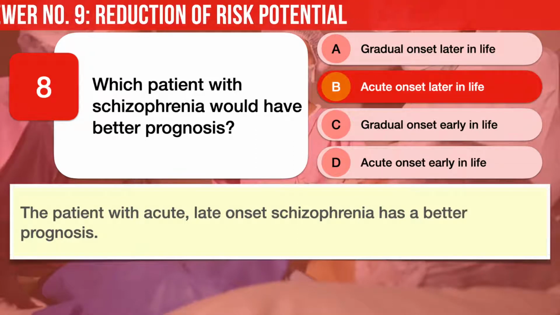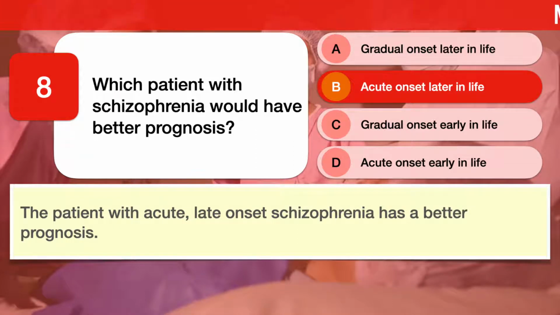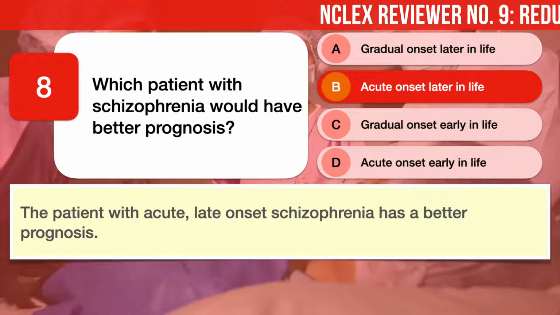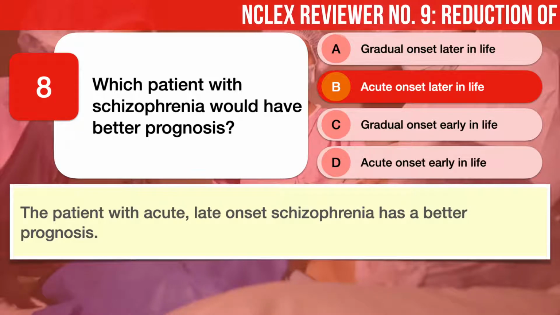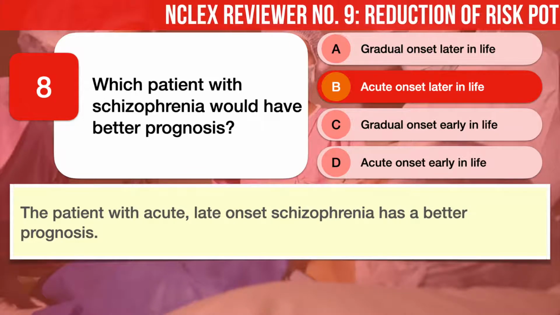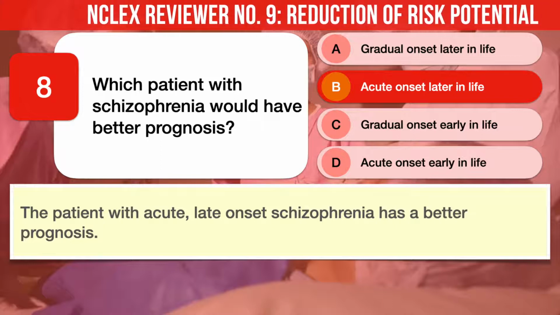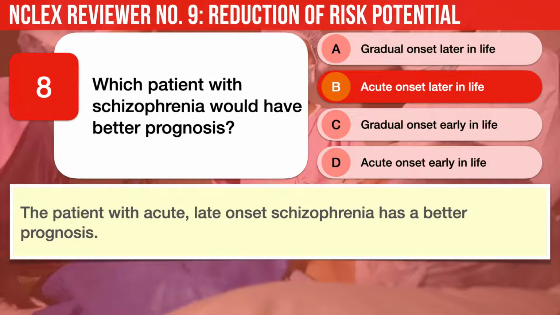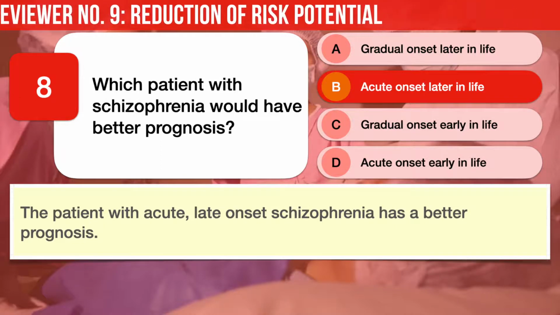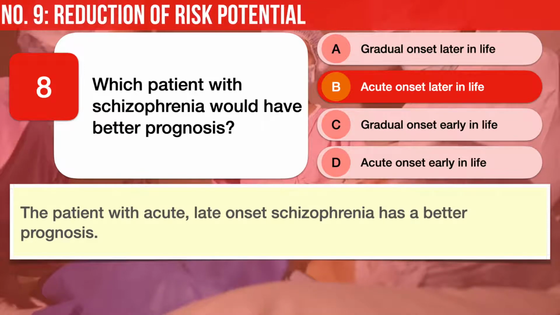The correct answer is B. The patient with acute, late onset schizophrenia has a better prognosis. Full recovery is rare. A family history of schizophrenia and prominent cognitive symptoms have a poor prognosis. People from low-income countries may have a better prognosis in terms of functionality. Those with structural brain abnormalities have a poor prognosis.